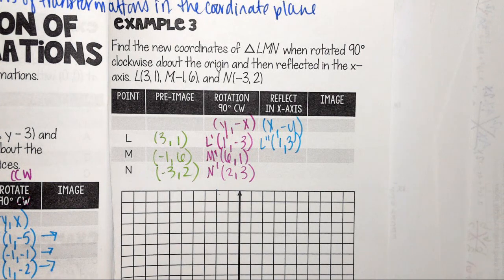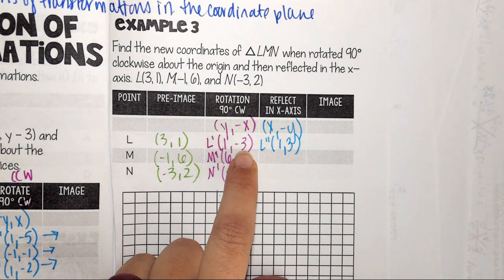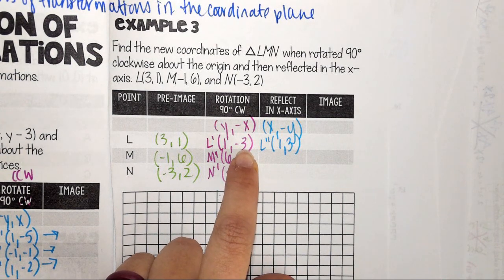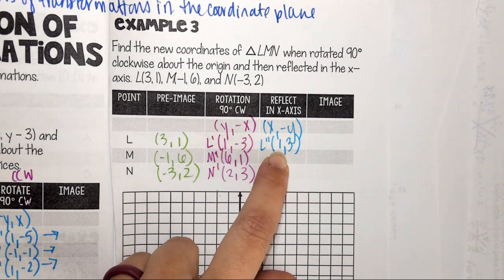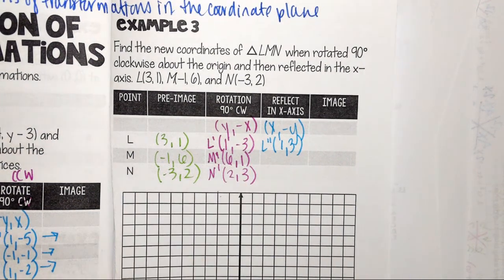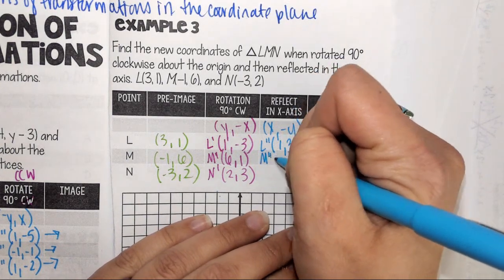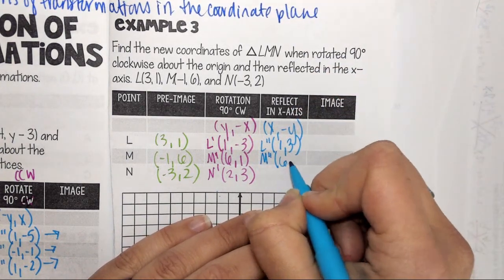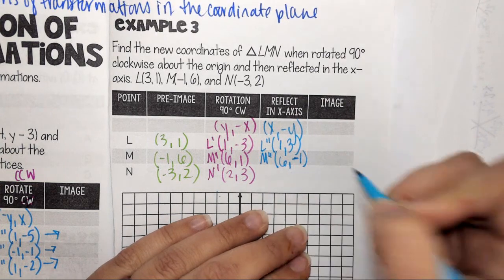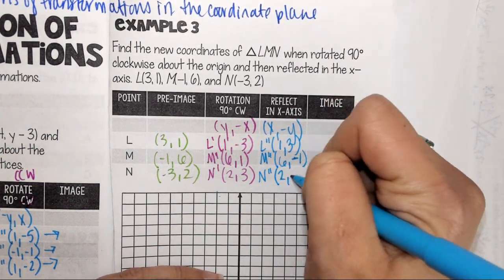It's just x, negative y, right? Yes. So we're using our rotated. Remember, don't go back to the original. Use this one. So our 1 stays the same, and then we change the sign of our y. So it's a negative negative 3, which becomes a positive. All right, what about M double prime? 6, negative 1. Good. And what about our N double prime? 2, negative 3.